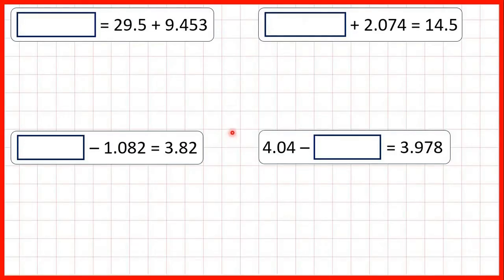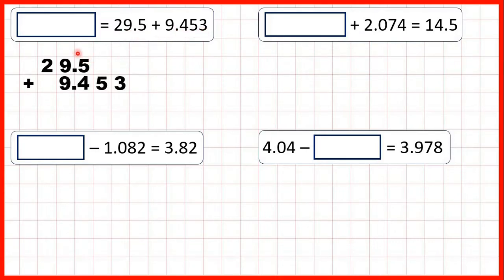Now we have some missing number addition and subtraction problems. But this first question isn't really a missing number problem at all. We have something equals 29.5 plus 9.453. Now all we've got on the left of the equal sign is an answer box, and it doesn't matter whether the equal sign is at the start, like it is here, or at the end, like it usually is. We do the same thing. We just need to add 29.5 and 9.453.